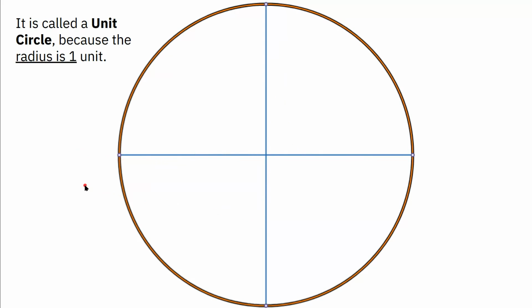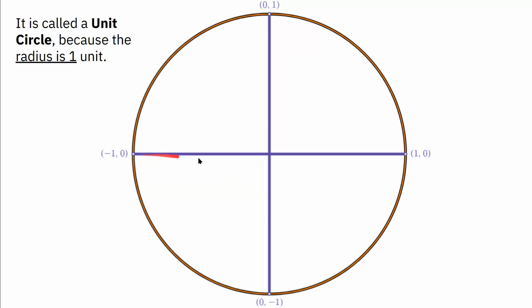And then it's a unit circle because the radius is 1. So the center of the plane is at 0, 0, and it goes out to 1. On the x-axis, it goes up to 1, goes to -1, and it goes down to -1 on the y-axis as well. So the radius of this circle is 1. We'll use that later on, and it's 1 unit. So that's why it's a unit circle.